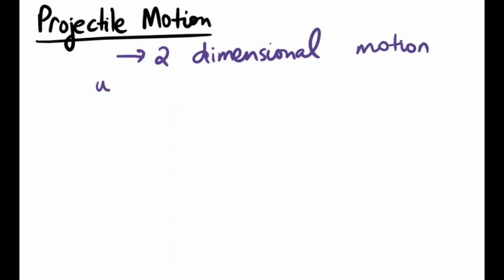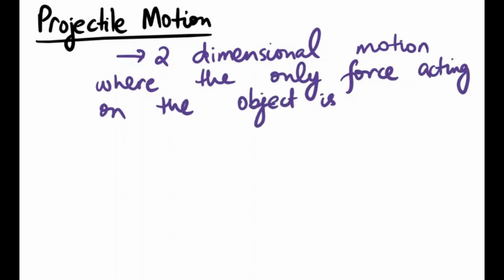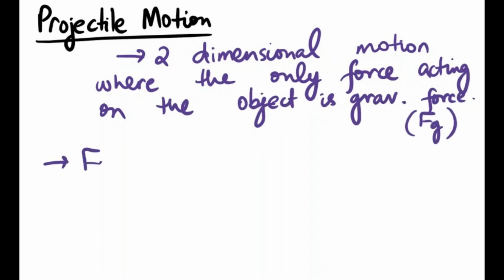Let's take a look at projectile motion. Projectile motion is a motion of an object in two dimensions, and the only force acting on the object is the gravitational force, which we also know as the force of gravity or weight. The symbol we use for gravitational force is F_g, and it's always going to be pulling the object in the downward direction.